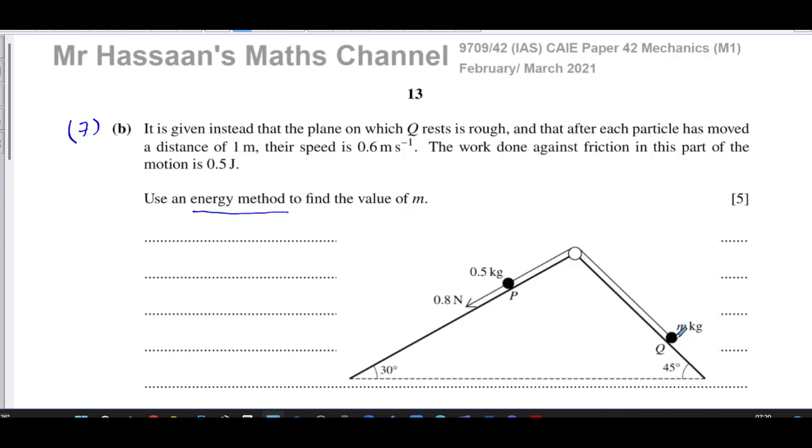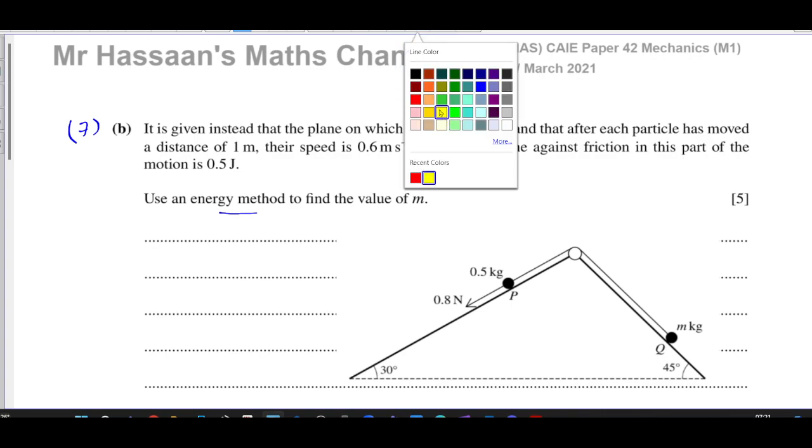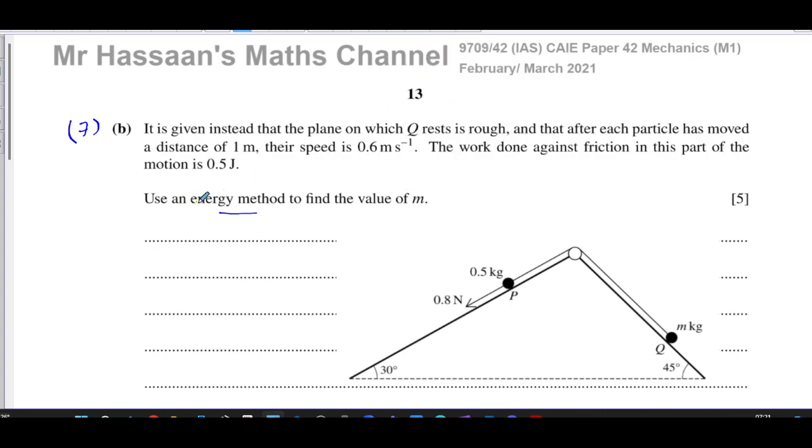Now this is rough, and we don't know M, and we have to find M, and we have to use an energy method. We have to use an energy method, which is very important for us to understand, that we're not going to use dynamics. Okay, we're going to use an energy method.